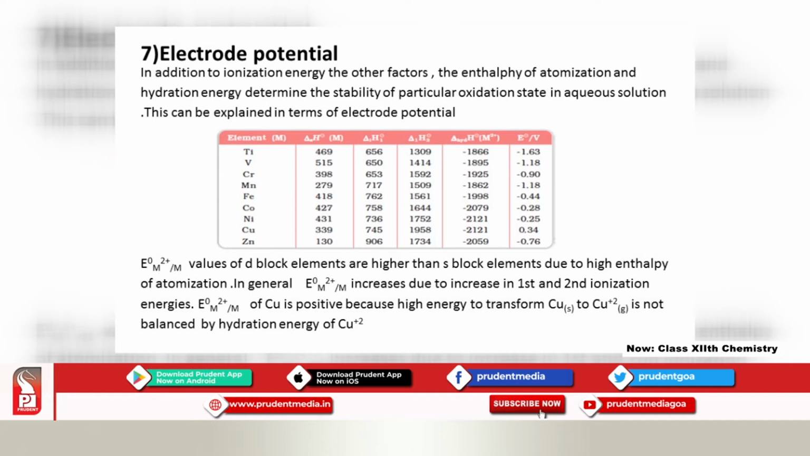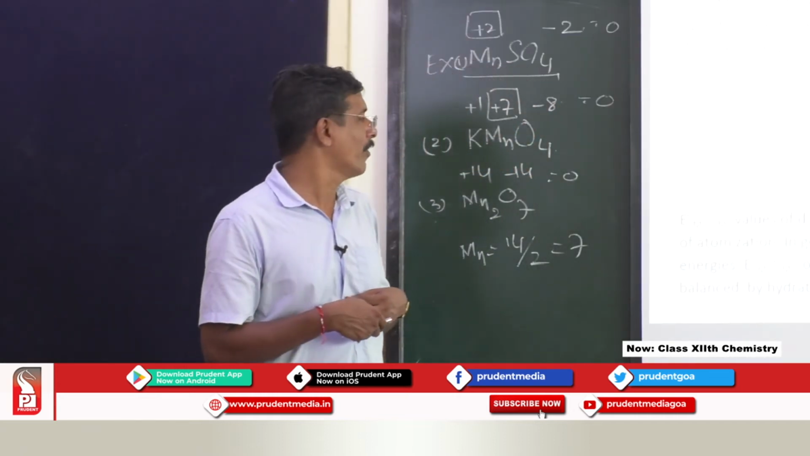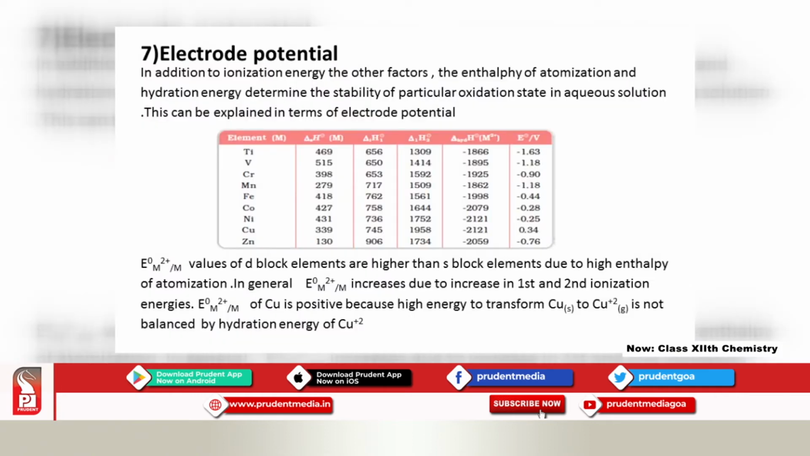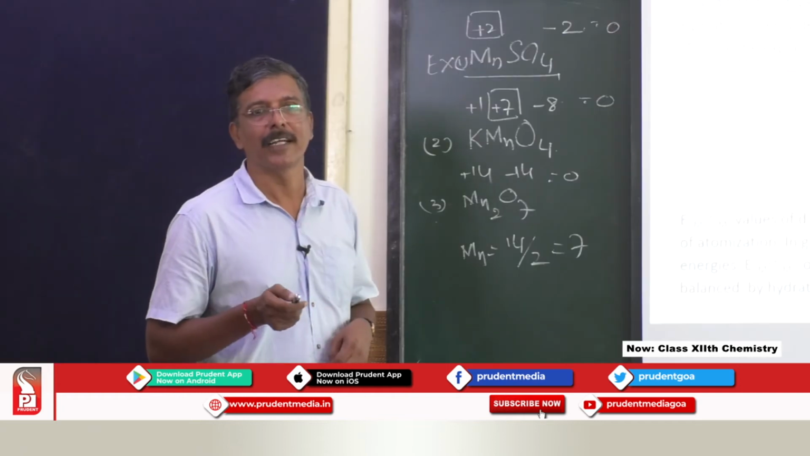The standard electrode potential of the metal in the +2 state for the D block elements is higher than for S block elements. The reason is very simple: it is due to high enthalpy of atomization. But in general, E0 of M2+ increases due to increase in first and second ionization enthalpies. The standard electrode potential of copper is positive because of the high energy required to transform Cu to Cu2+, and it is balanced by the hydration energy of Cu2+. That you should remember. Electrode potential is one of the important factors that you should remember.